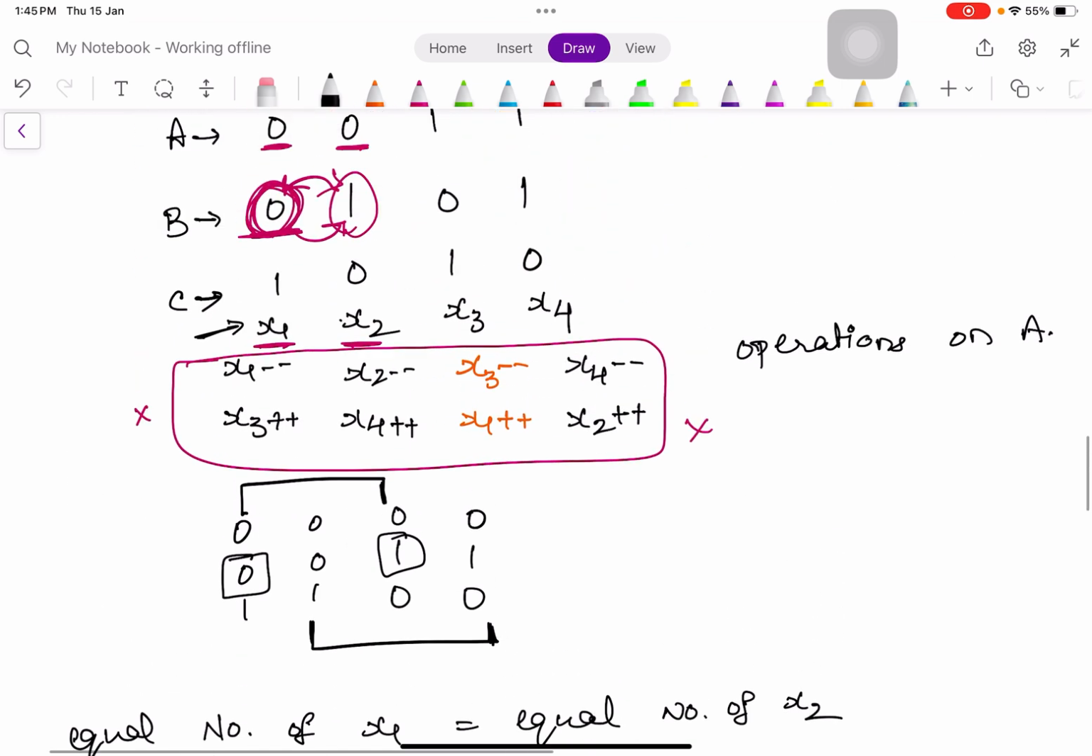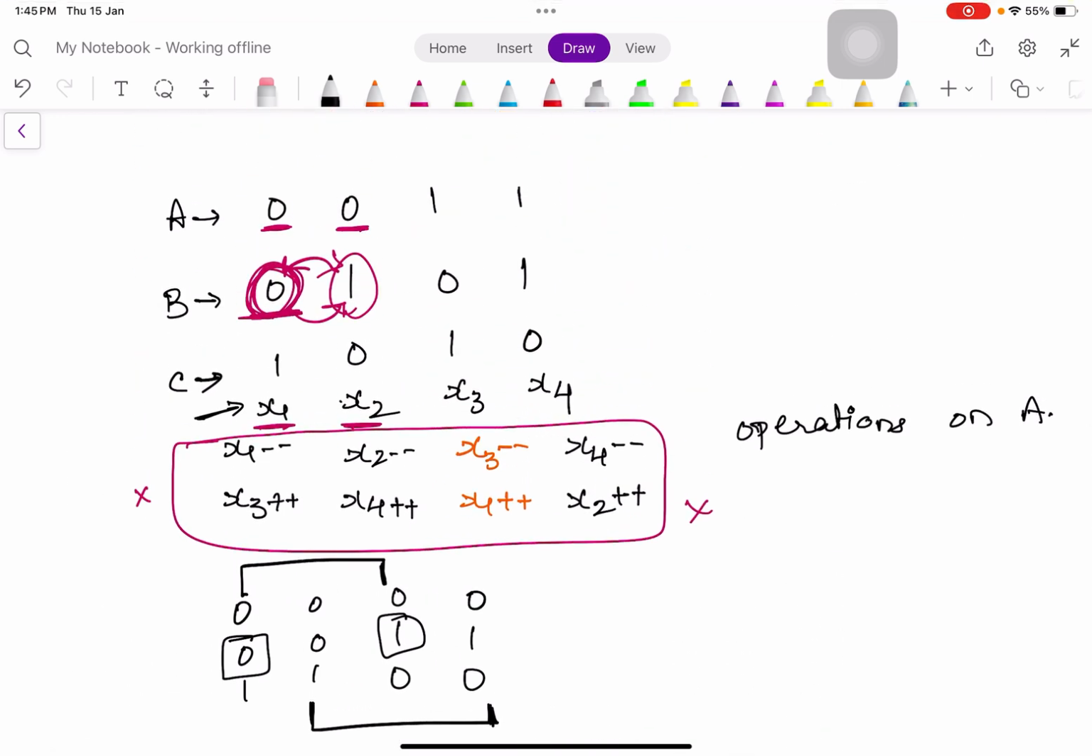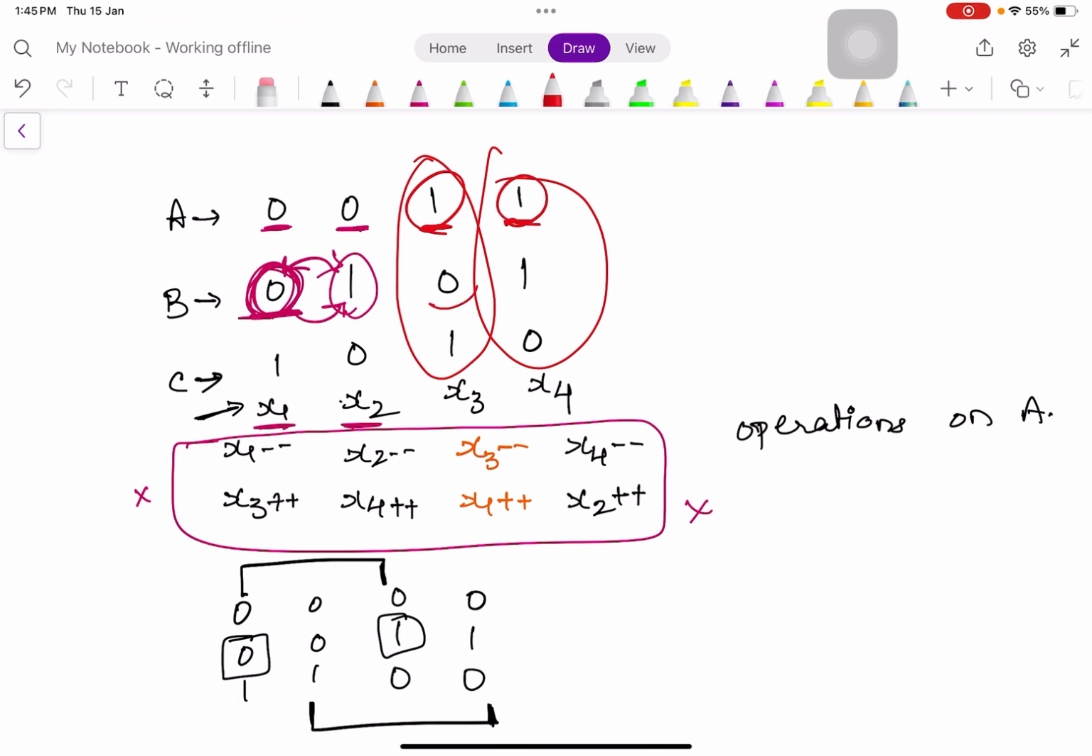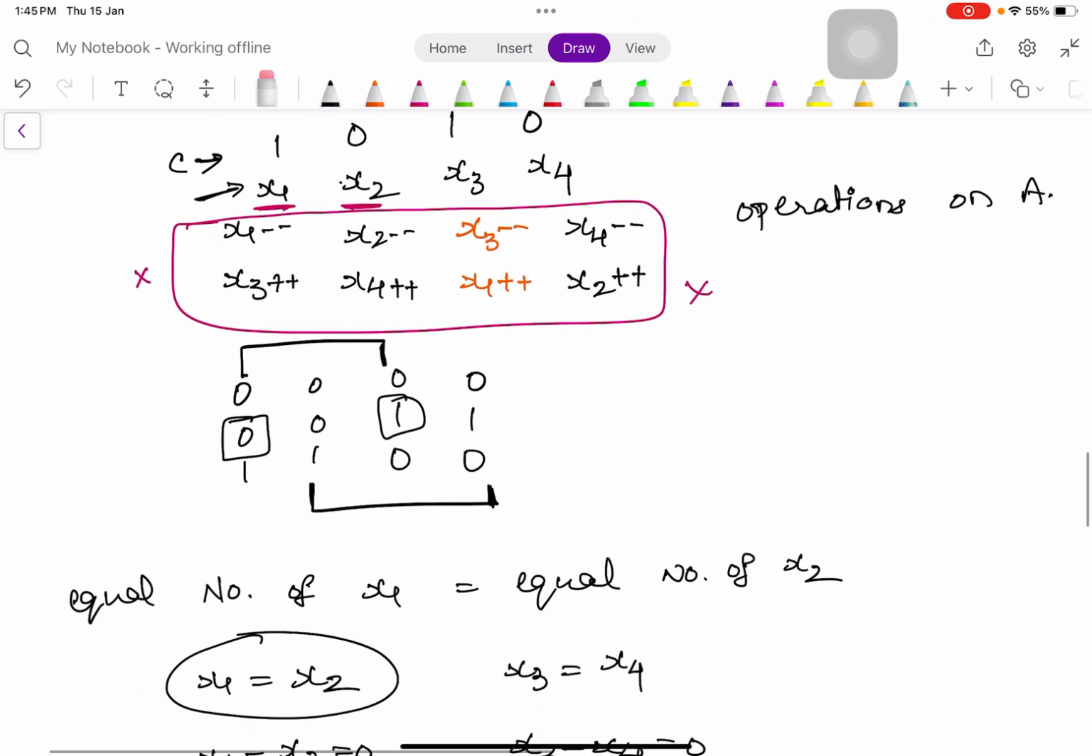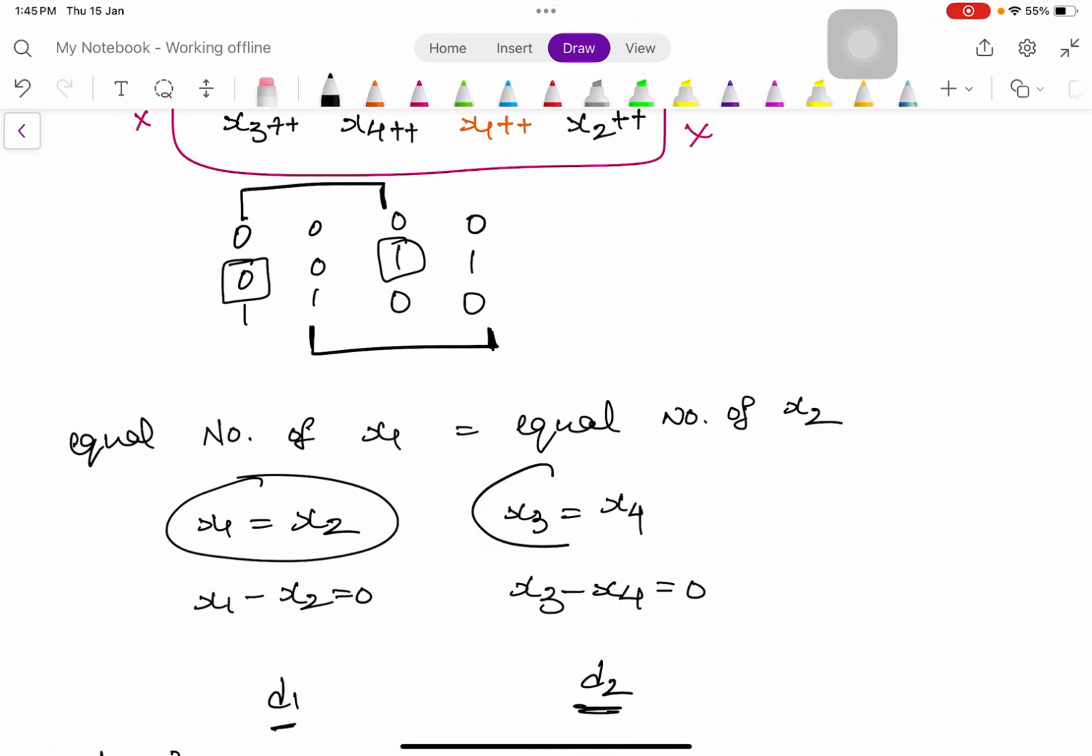Similarly, if you see this configuration x3 and x4, in this also the A string has the same character, 1 and 1, right? It means the B string can swap with the C string, right? Here we get a 1, here we get a 0, so 0 0 matches, 1 1 matches. So there should be an equal number of x3s and x4s. Only then will this swapping lead to the B string becoming equal to the C string, right?